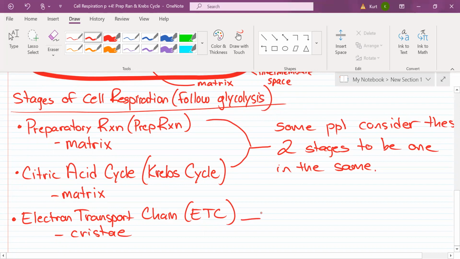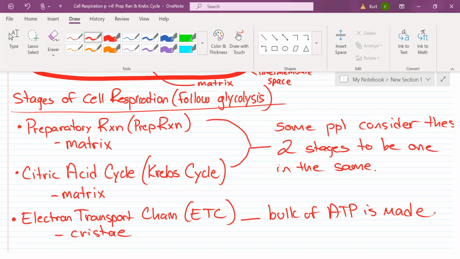And then for the electron transport chain, this is where the bulk of ATP is made. And we will get into that for the next lesson. Like a lot of ATP, 34 molecules of it, at least.